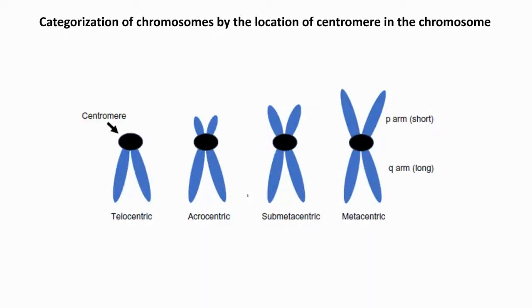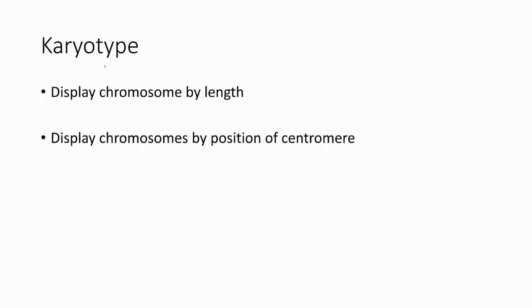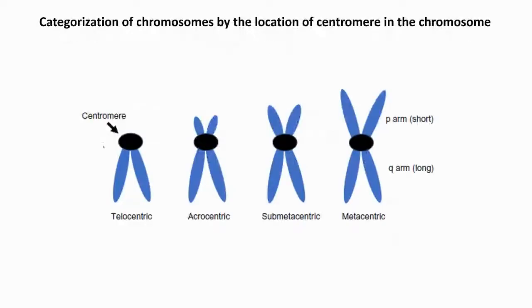Also, this karyotype not only displays the chromosomes by length, it can also display chromosomes by the position of the centromere. Do you see the position of the centromere? Remember that we learned the centromere is the region that has highly repetitive alpha satellite sequence. Okay, that's the centromere.